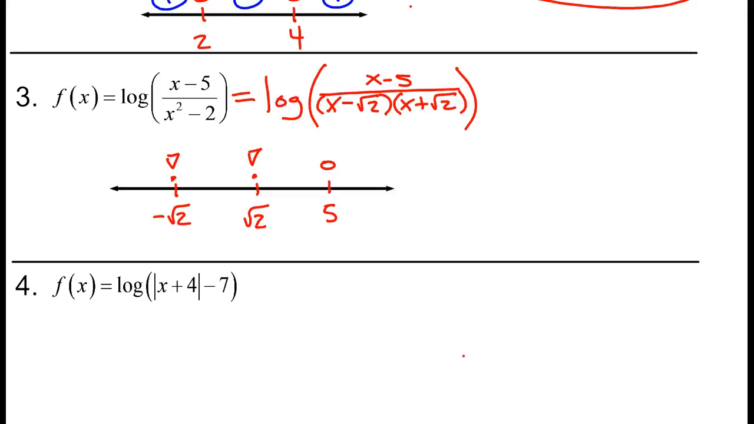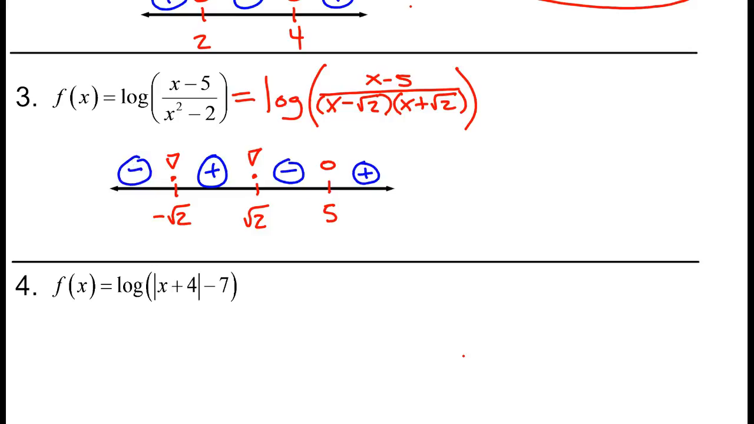Now, in terms of the sign chart, if I pick a test value out here, for example x equals 6, this will be positive. As x minus 5 becomes negative, the whole thing turns negative. As x minus root 2 becomes negative, the whole thing swings back to positive. As x plus root 2 becomes negative, we swing back to negative.